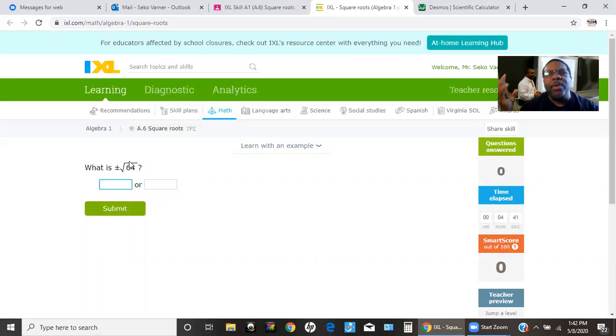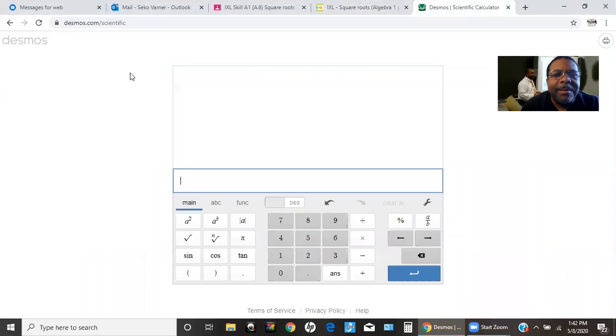Now, if you don't know this off the top of your head, I would recommend going to Desmos. Miss Brewer recommended this site, and I like it a lot. I want to get the square root, so I hit the square root sign and 64. It gives me the answer: it's 8.